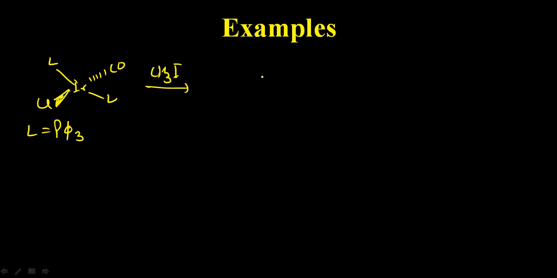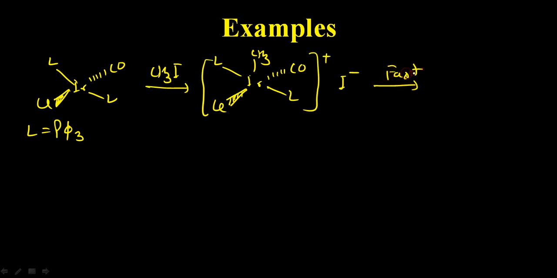Now this is the very well known Vaska's complex, in which we have CO and Cl at trans position to each other, and we have two ligands which are generally triphenyl phosphine. When it reacts with methyl iodide, it gives again a 5-membered transition state with a positive charge complex. The step is followed by fast addition of this I negative to the complex.